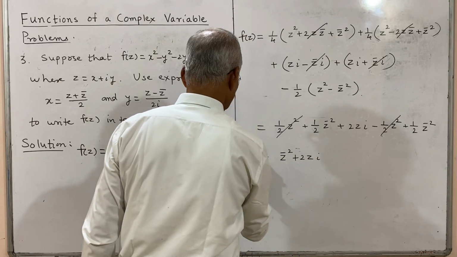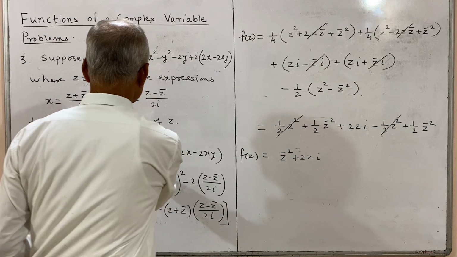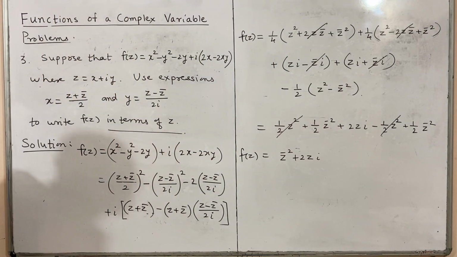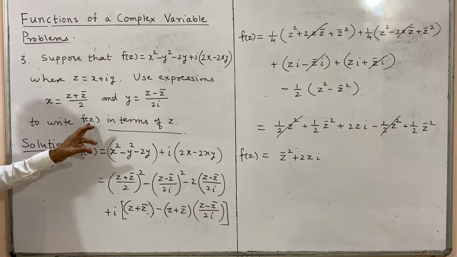So this is the expression of f of z in terms of z. So in this way we can simplify a given function to express it in the form of z. So I hope you will understand this.